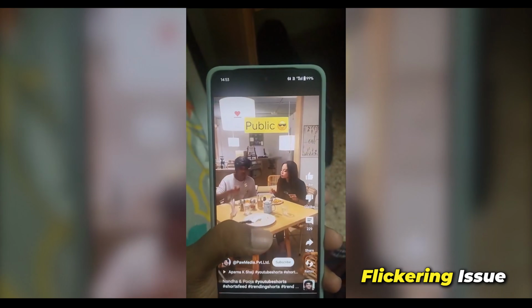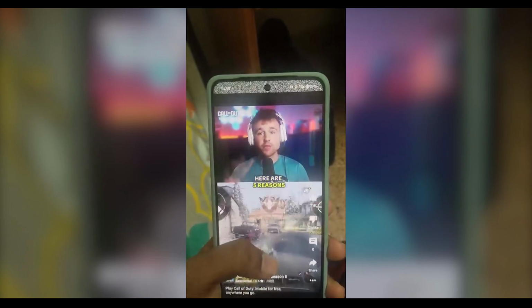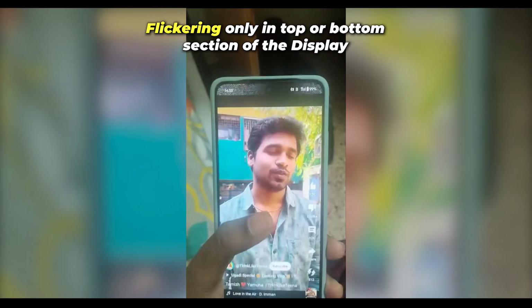The second problem that many people are facing on OnePlus Nord CE4 is this flickering on the top or at the bottom of the phone whenever you're using it for watching YouTube videos or Instagram videos. This is purely a software problem, and the solution that you can try is factory resetting the entire phone.